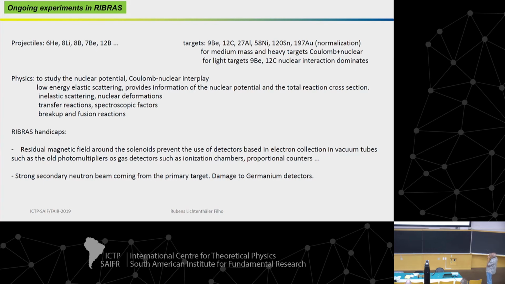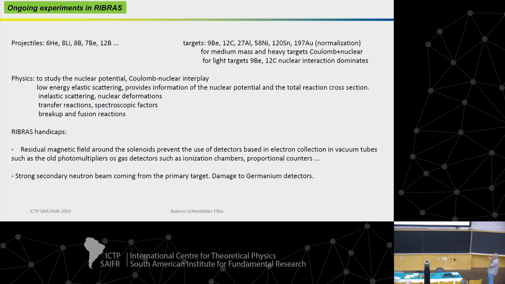And the idea is to change the target in order to study the interplay between Coulomb and nuclear interaction. So for light targets, normally we are well above the Coulomb barrier. Then we are sensitive to nuclear effects. But if you go to heavy targets, the Z is much bigger, and then you have this Coulomb repulsion, and then the Coulomb interaction becomes important. So it's possible by changing the target to study the interplay between Coulomb and nuclear interaction.